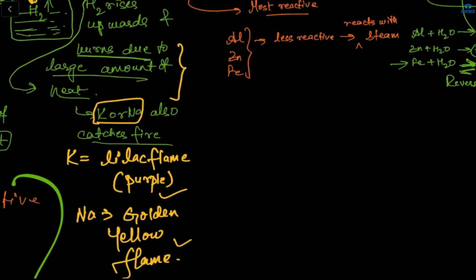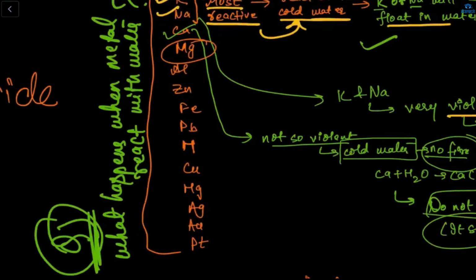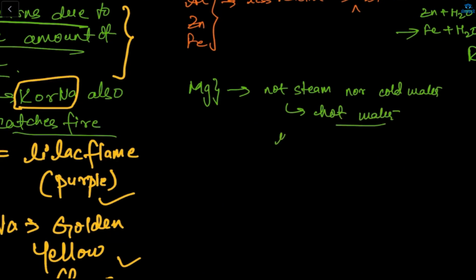Now, let's talk about this Mg. See, these three are also done: aluminium, zinc, and Mg. Mg needs neither steam nor cold water to react. It needs what? Hot water. Okay? Hot water means Mg plus H2O will give you Mg(OH)2 plus H2.